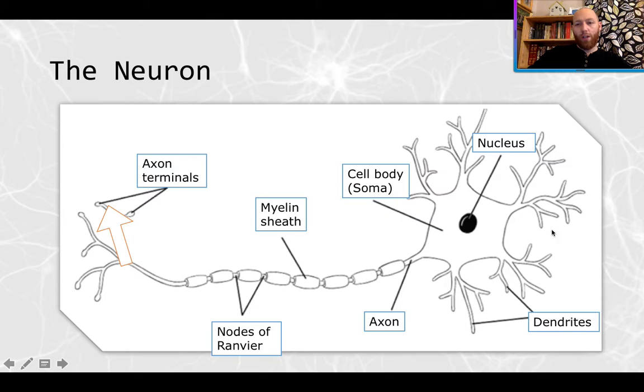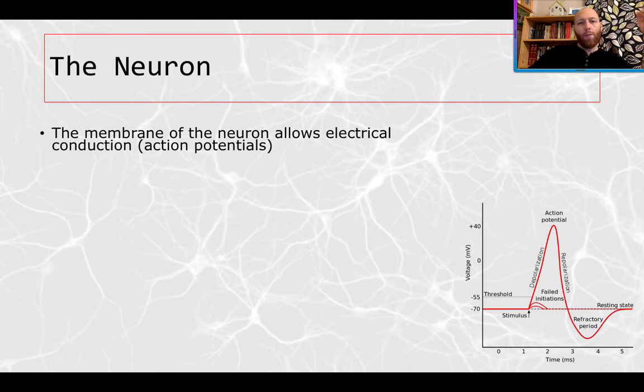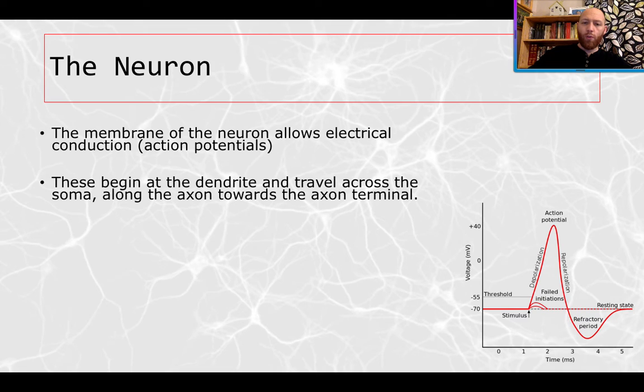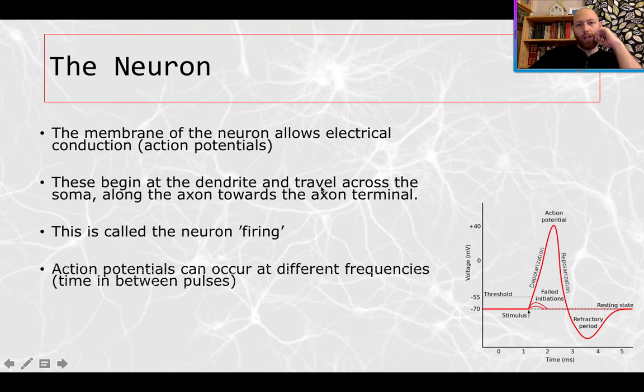An action potential is generated if enough signals arrive at the dendrites of this neuron. The action potential then travels across the cell body and along the axon until it arrives at the axon terminals, and that's when the fun begins. So, the membrane of the neuron allows electrical conduction. These are called action potentials. We refer to a neuron as firing if an action potential is generated. An action potential begins at the dendrite, travels across the soma and along the axon towards the axon terminal.